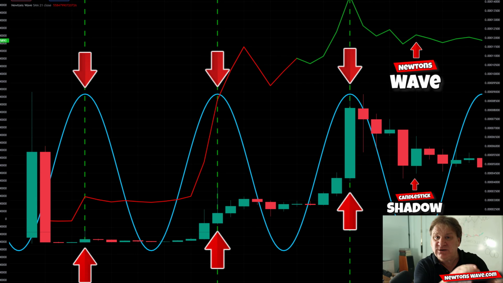If you're not using sine waves in your trading and you're just listening to fundamentals, or you think that they somehow have an impact of price going up and down, you're wrong. And it just makes trading hard. It makes trading unpredictable, and you're just trading blind.